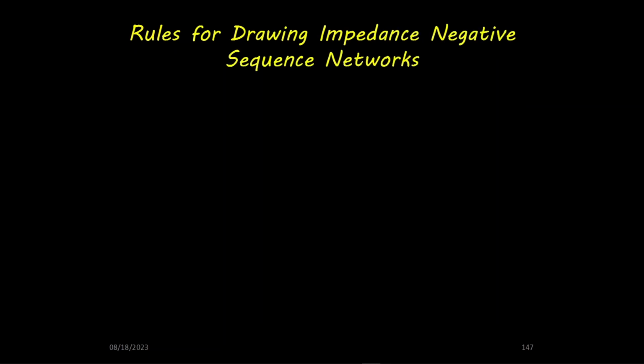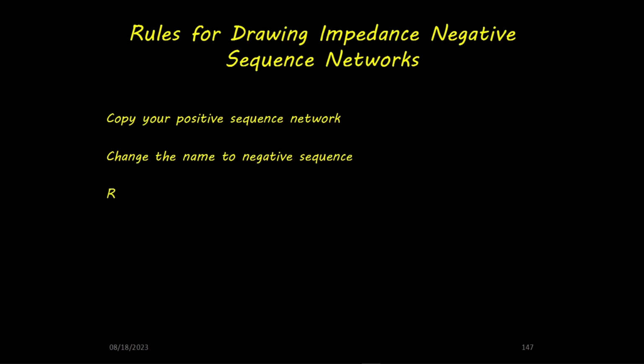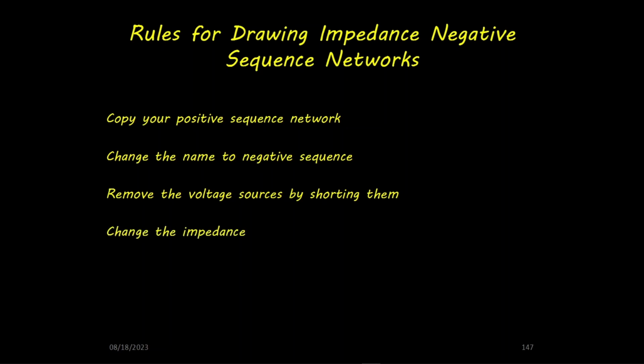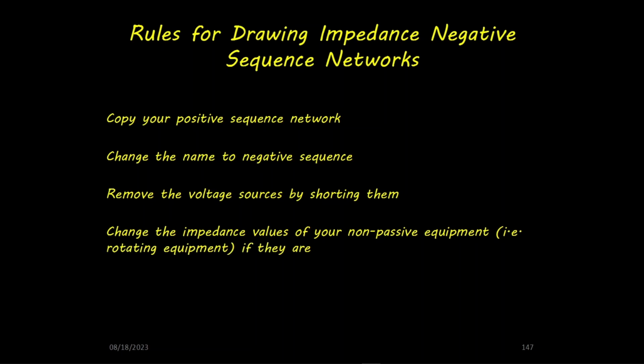Use the following rules to draw the negative sequence network. Copy your positive sequence network. Change the name to negative sequence. Remove the voltage sources by shorting them. Change the impedance values of your non-passive equipment, i.e. rotating equipment, if they are not the same as the positive sequence.